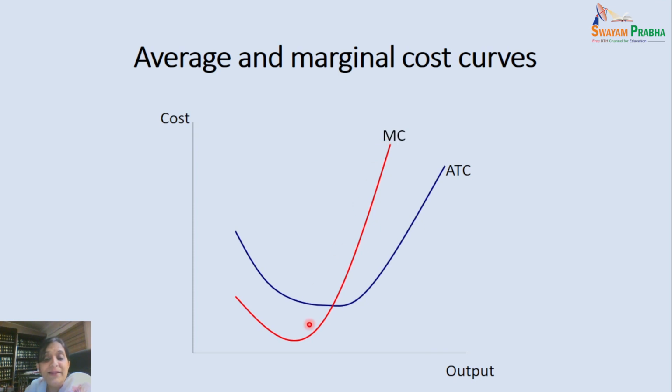Yes? And when marginal cost is equal to average cost, at that time average cost is minimum. Why does this happen?